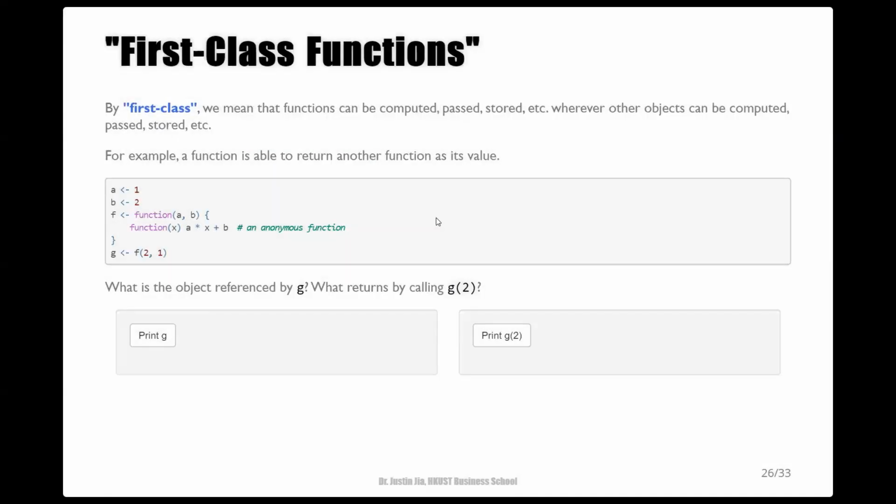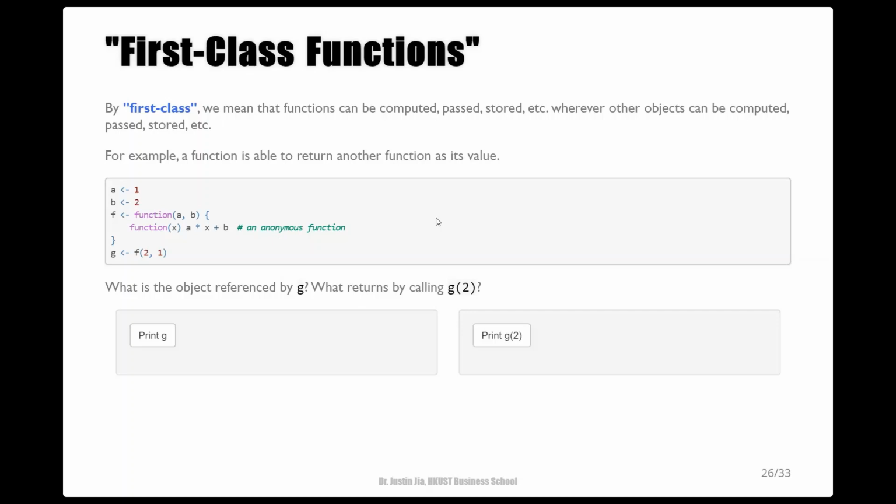In R, functions are objects in their own right. Moreover, they are first-class objects. In a programming language, a first-class entity is an entity that supports all the operations generally available to other entities. So by first class, we mean that function objects in R can be computed, parsed, stored, and returned wherever other objects can be computed, parsed, stored, and returned.